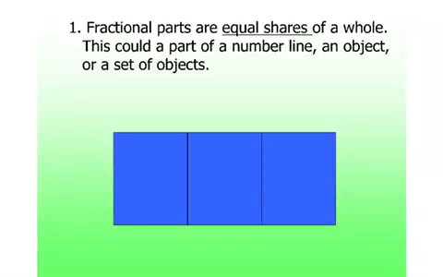Now, fractions are equal shares of a whole. This was the whole, and they have split it into 1, 2, 3 parts, which means our denominator would be a 3, for sure. We haven't shaded anything in. If we had shaded 1 in, it would be 1/3, but we don't know what our numerator is yet. We just know this was split into 3 different sections, so the denominator would be 3.